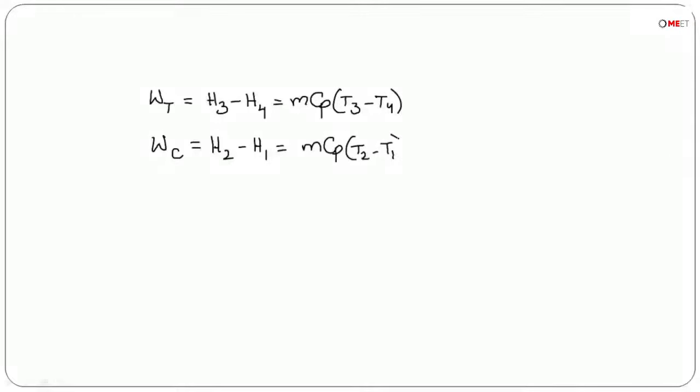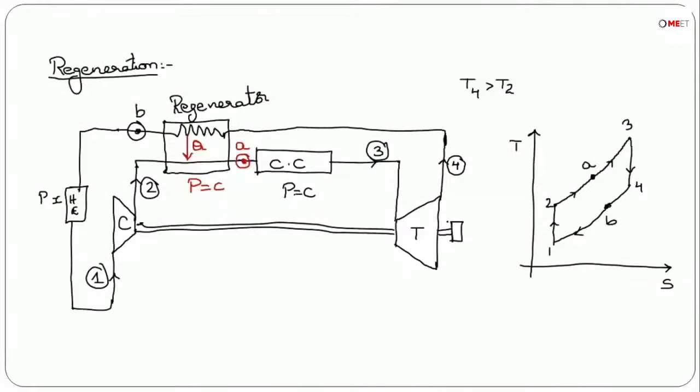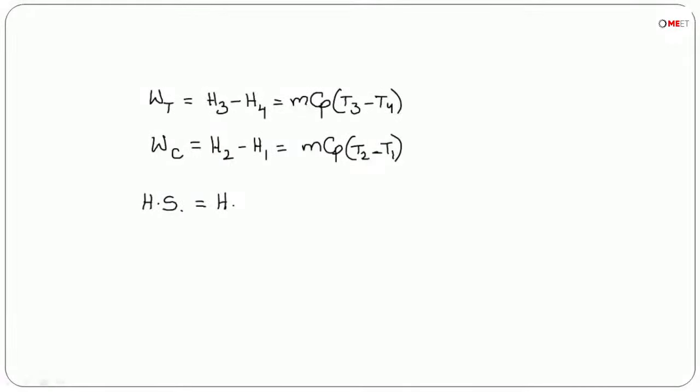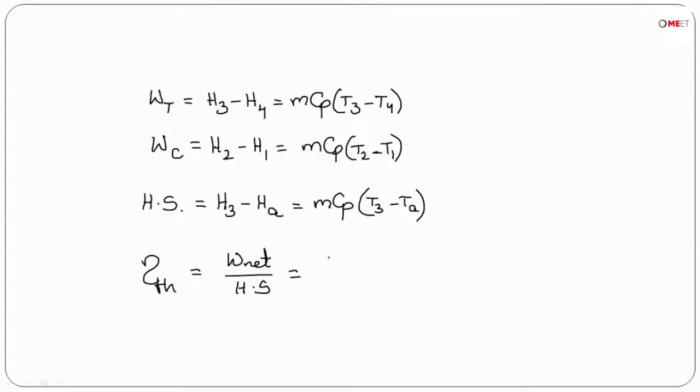See, up to here this is the same as the Brayton cycle, but when it comes to heat supplied in the combustion chamber, heat is supplied during process A to 3. So here we can write this as H3 minus HA, or mCp (T3 minus TA). Now the thermal efficiency is net work done by heat supplied. So net work done is turbine work minus compressor work, divided by the amount of heat supplied.